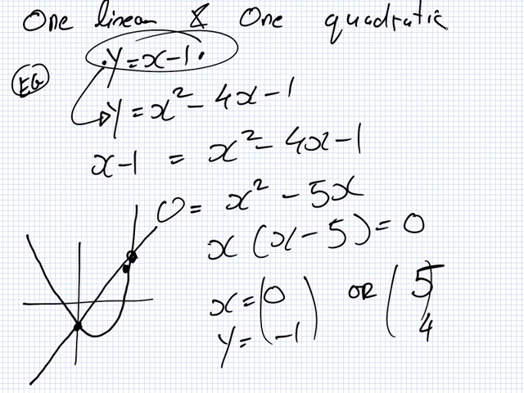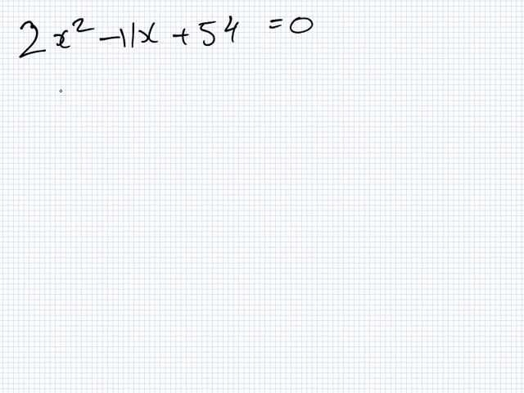Got that? Yeah? Can I scroll down to another example? Yeah? Okay. 2x squared minus 11x plus 54 equals 0. 4x squared plus xy minus 5y squared equals 0.